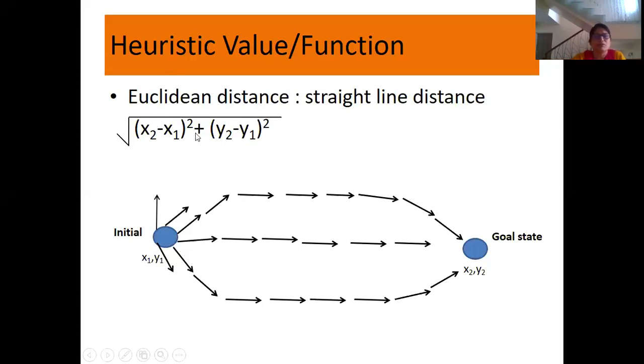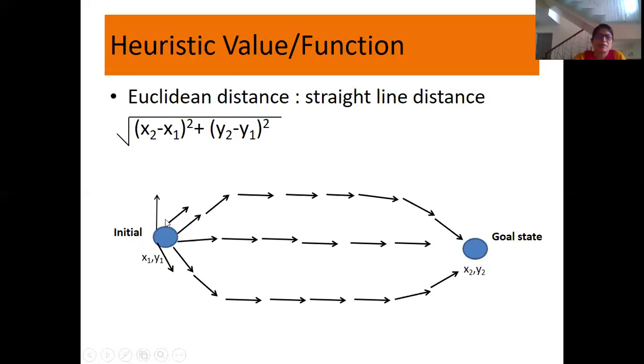And this is the formula for it. If the coordinate of the initial state is (x1, y1) and the goal state is (x2, y2), then the square root of (x2 minus x1) squared plus (y2 minus y1) squared gives you the Euclidean distance. If you look at this problem, suppose this is location A and this is location B. From location A, the initial state, you need to reach location B, the goal state.